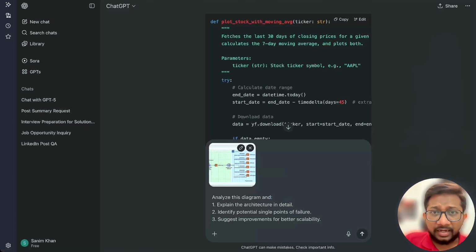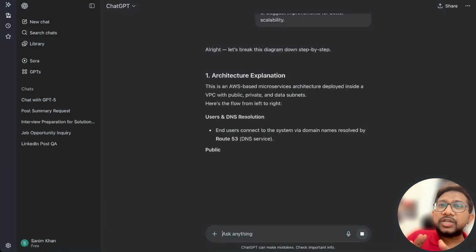Here is what I asked. Analyze this diagram and explain the architecture in detail. Identify potential single points of failure. Suggest improvements for better scalability. And the response is actually pretty impressive.